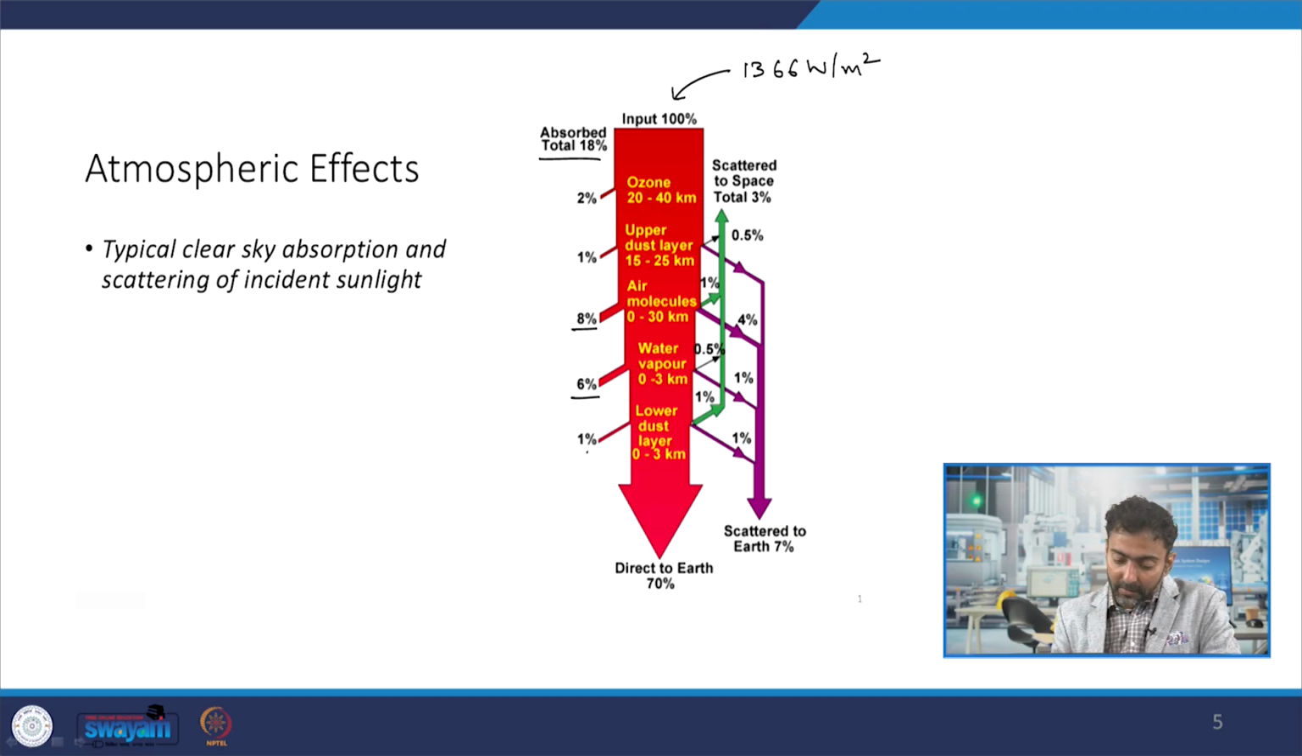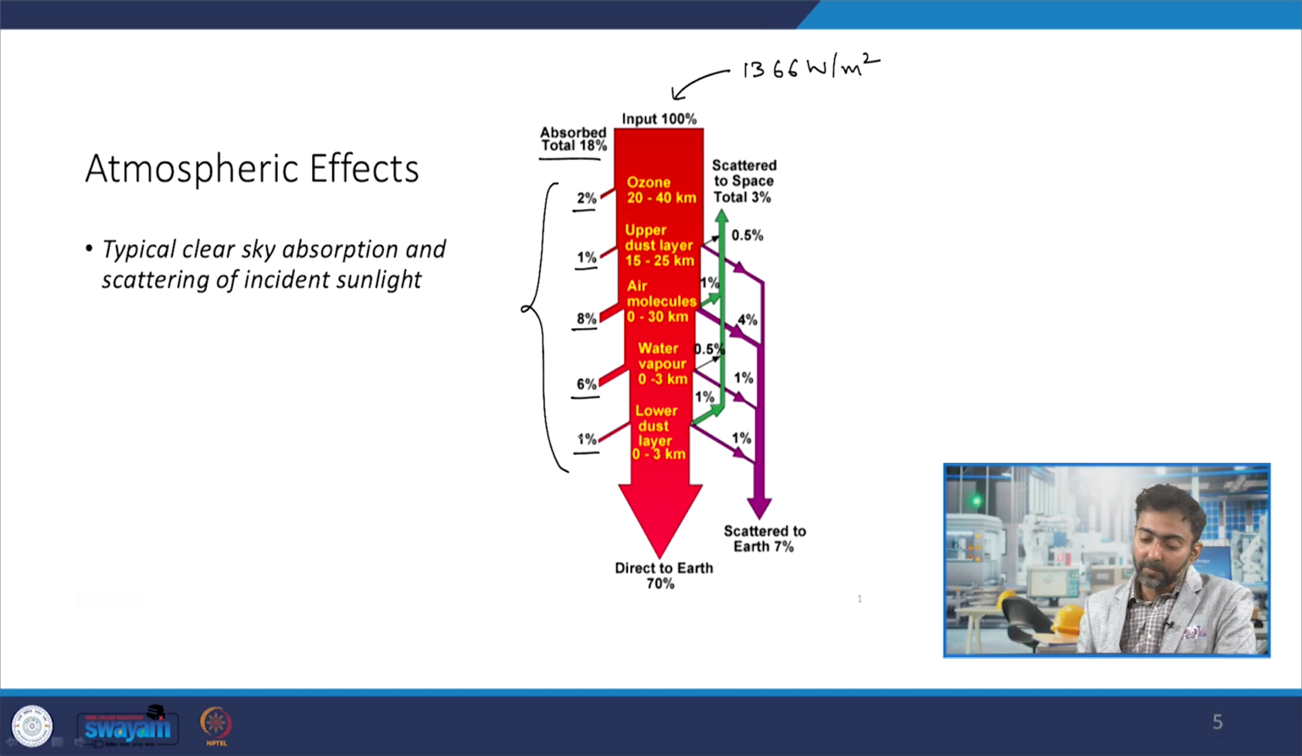Then you have a lower dust layer, again in the lower region of the atmosphere in 0 to 3 kilometers, which absorbs around 1% of the radiation. There is an upper dust layer in 15 to 25 kilometers height, and that absorbs another 1%. And finally you have the ozone layer, at a height of 20 to 40 kilometers, which absorbs around 2% of the radiation. The total, if you sum it up, comes out around 18%. So that is the absorption.